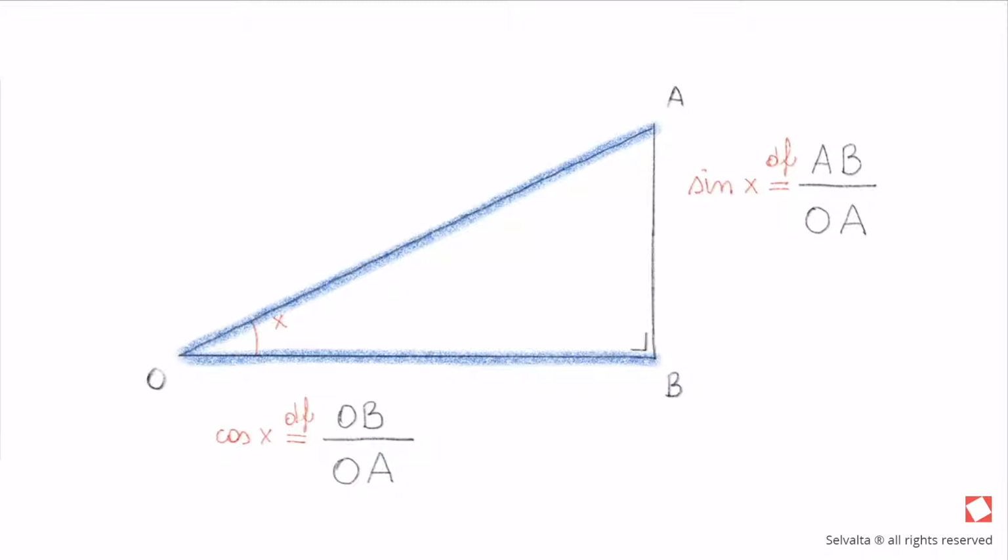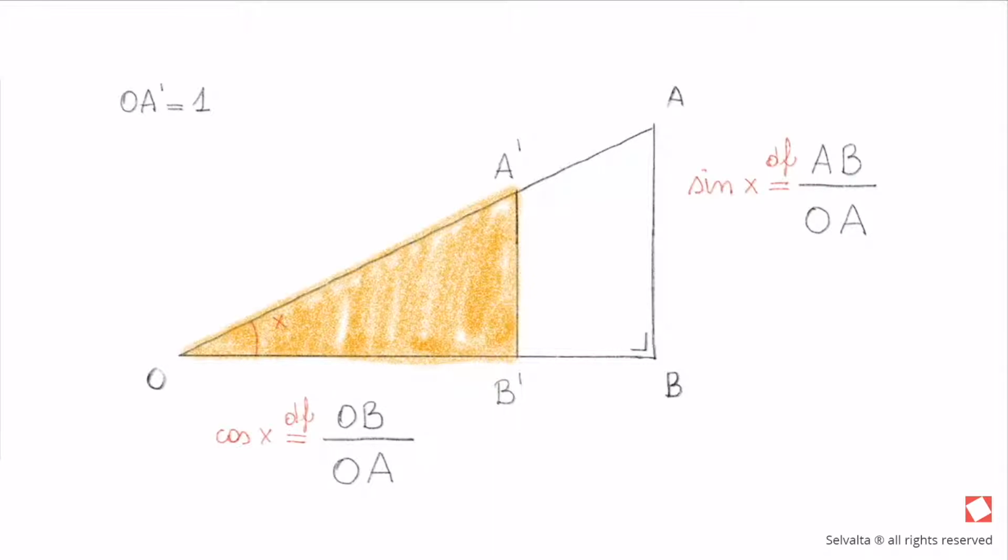In order to make the simplest possible speech, we can refer to a triangle similar to OAB. Thus, it must have equal angles. In particular, it will have one right angle and one angle equal to x, with hypotenuse of unitary length. In some sense, we are normalizing our figure. We call such triangle OA prime B prime, and OA prime is equal to 1.